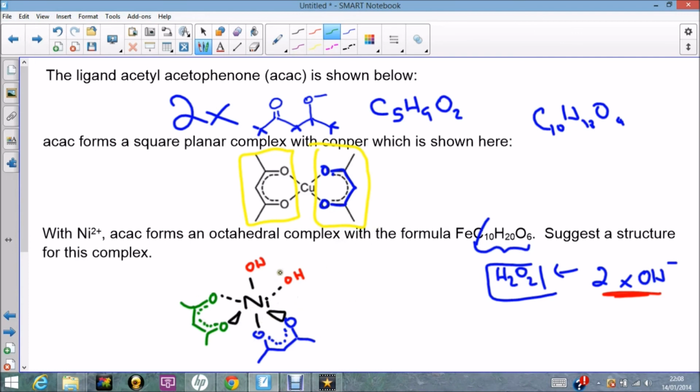It might be that you drew it with the OHs at 180 if you were practicing this, and that would be perfectly acceptable because we would have isomers. We'd have a pair of geometric isomers, and we'd also have a pair of enantiomers to go with this as well. But we'll be looking at that in a later video.